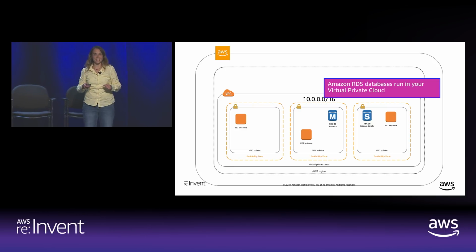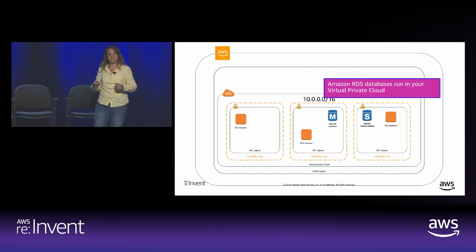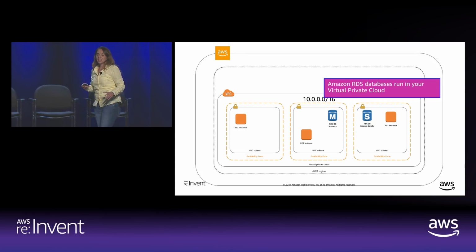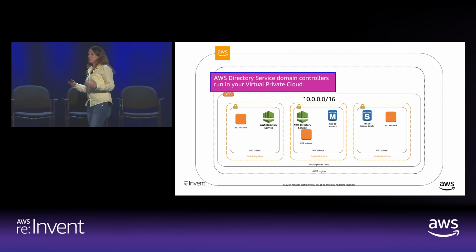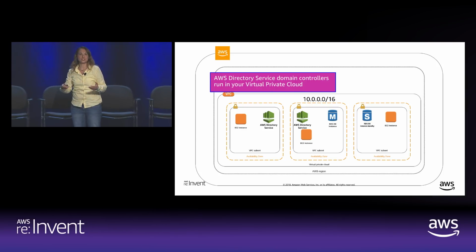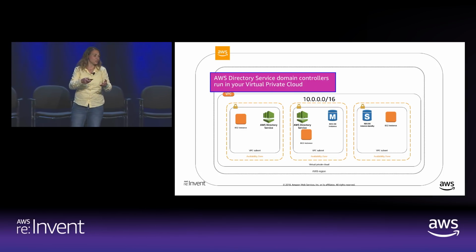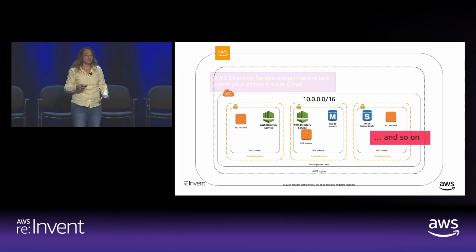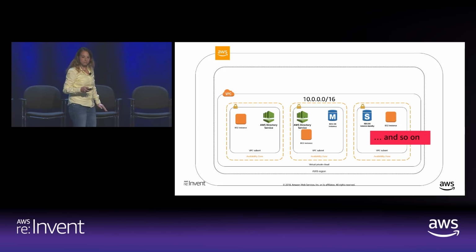You deploy that inside your VPC. The databases themselves are managed by RDS, but the infrastructure is running in your network. Lots of other examples. For example, if you have a Windows workload and you're using our Managed Active Directory service, your domain controllers for that service will run in your VPC, and so on. There are a lot of other examples like this.